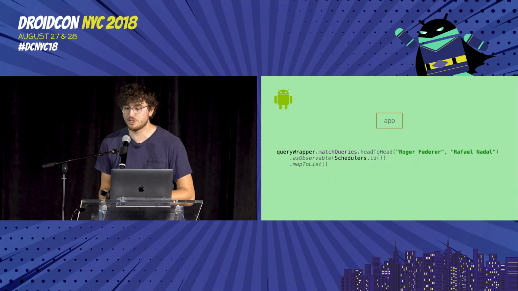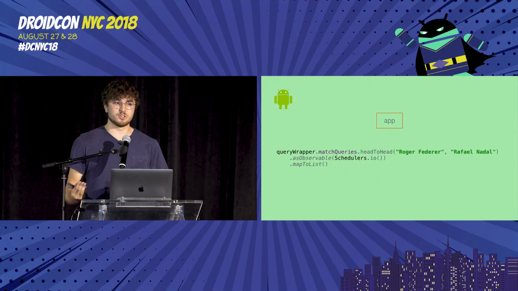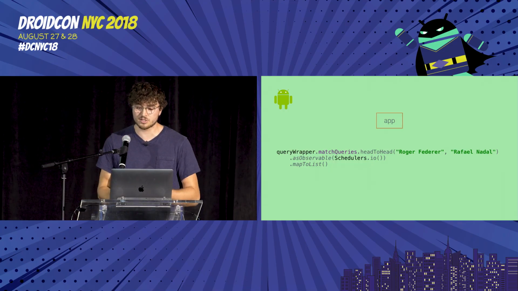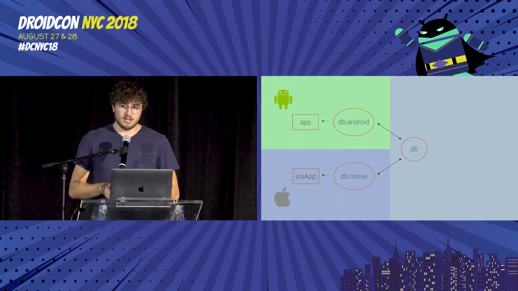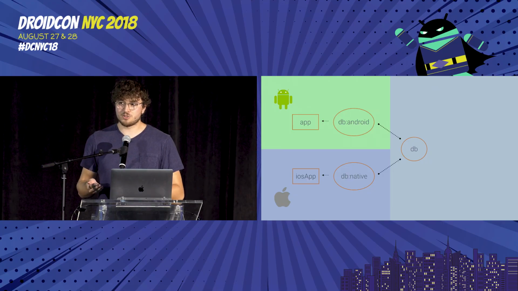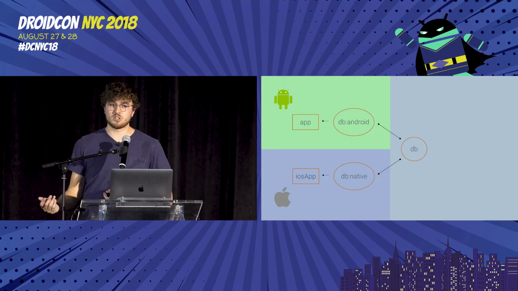So now we have the interface we want. We're able to actually expose observables of queries instead of just the queries themselves, which is great. We're able to find the head-to-head between Federer and Nadal. iOS is going to have the same sort of restrictions. It's not just Android where we want observables. iOS is going to have their own things that they want.